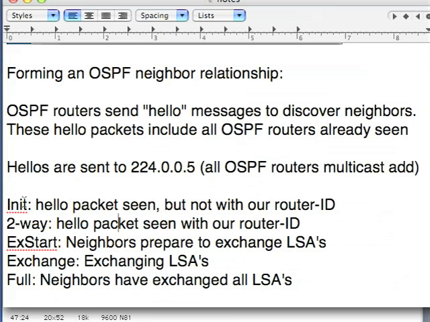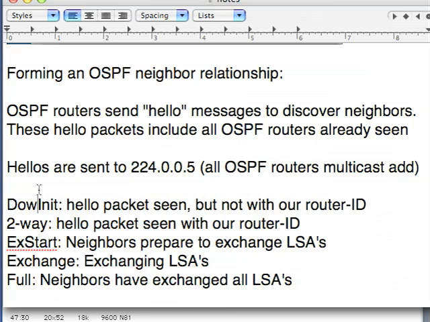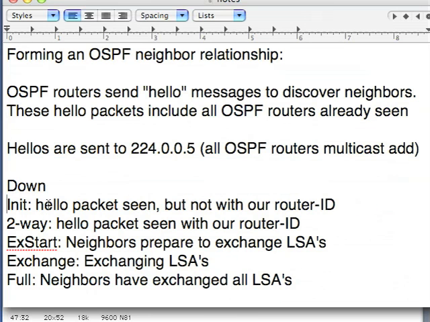So you start with down, which I actually didn't write here, but I'll write it right now. Down. You start in the down state, or not even knowing the neighbor exists. And then you go to an init state where you've seen a hello packet from another router, but that hello packet did not have our router ID in the list of known neighbors.